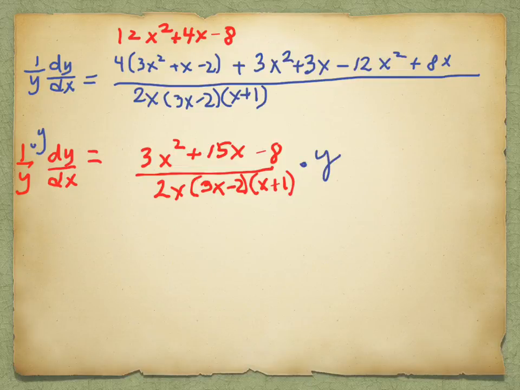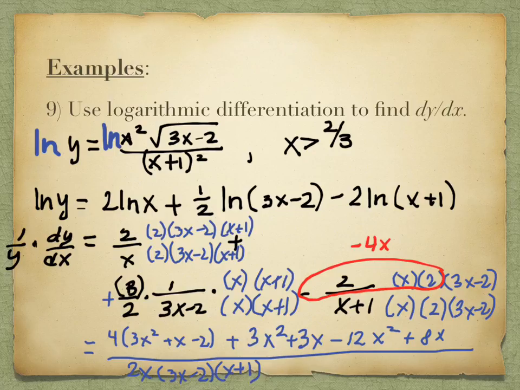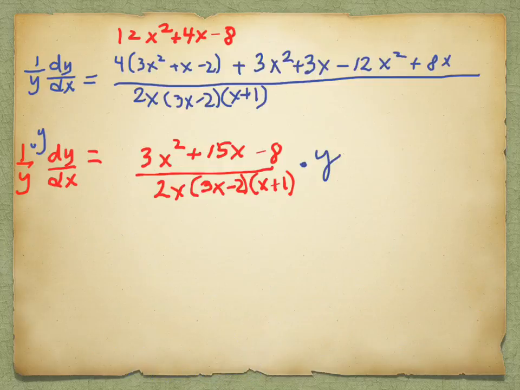But what is y? I think it's x squared square root of 3x minus 2 over x plus 1 squared, wasn't it? Yeah. That's what's got to go in there, not y, because I know a way to write y in terms of x. Now, occasionally you don't have a way to write y in terms of x, but on this one we did, so we will. So we're going to take a look at doing that and simplifying if we can on some of that, and we can on some of it.